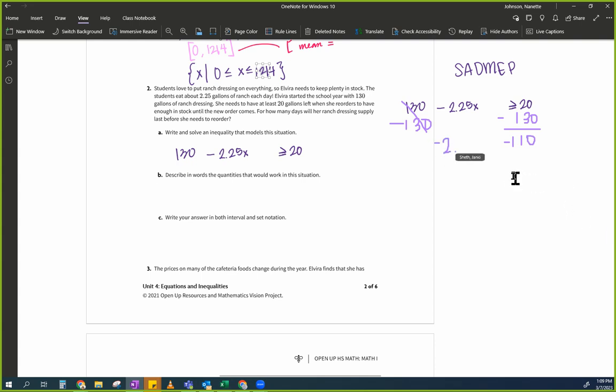So, all right. So what happens next? If this is the case right here, and it says negative 2.25x, wait, don't do it. Negative 2.25x is greater than or equal to negative 110.